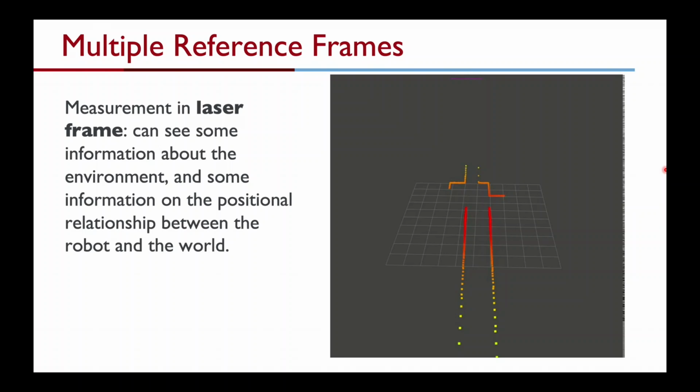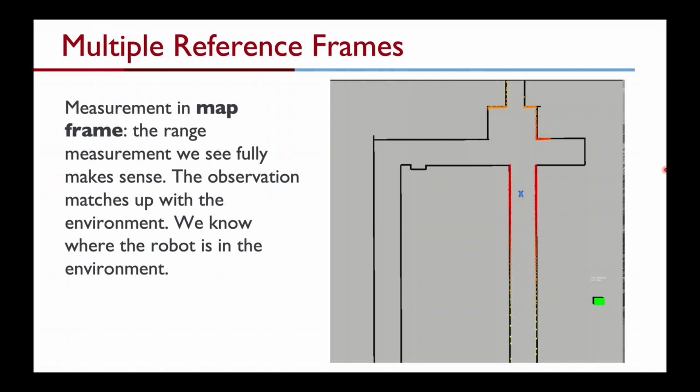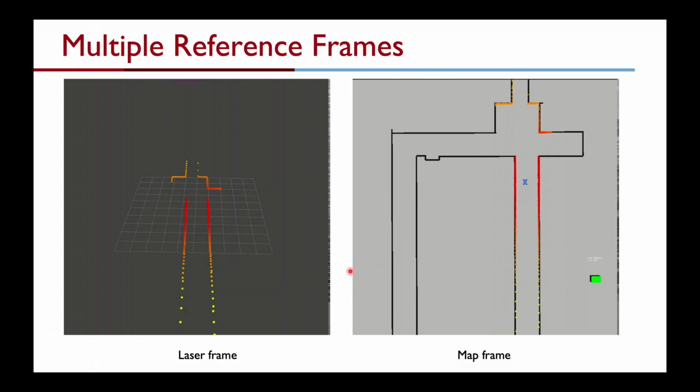But if you transform the same data into a map frame, you can actually see where the car is in this loop or in this map. In fact, the laser observations match with our view of the map of the environment, so we know where the robot is in the environment. Showing this side by side, I hope, will convey the point that all that has changed from the left image to the right image is the frame of reference in which we are viewing our data. Here we are viewing the data in the laser frame of reference, and here in the map frame of reference, and they are the exact same data at the exact same time.